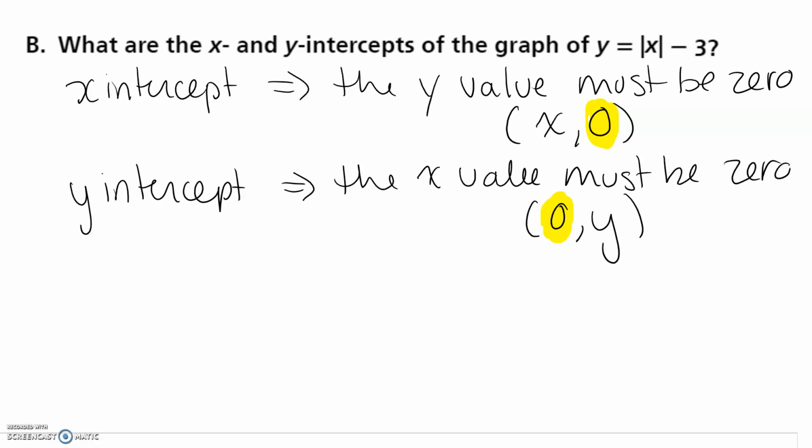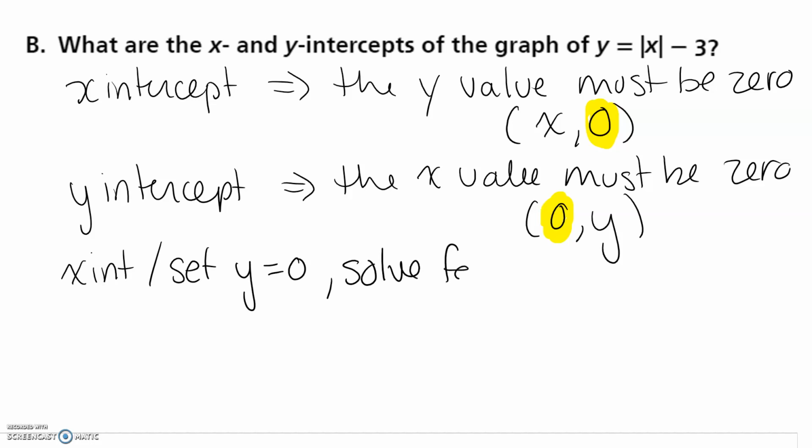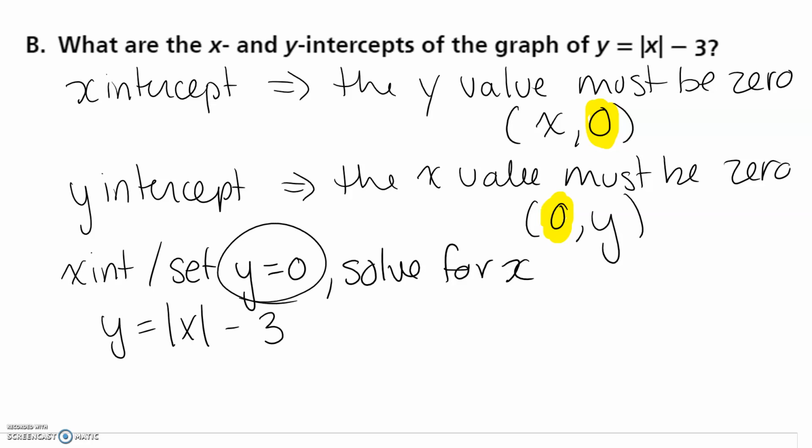So we have to use that information when we're solving for the x and y-intercept. If we look at the question above, it's saying, what are the x and y-intercepts? If I'm going to solve for the x-intercept, I'm going to set y equal to 0, and then actually solve for x. So I'll take my equation, y is equal to the absolute value of x minus 3, and set y equal to 0. Then I'm going to solve for x. So I will add 3 to both sides. Remember, we do the opposite operation when we're isolating a variable.